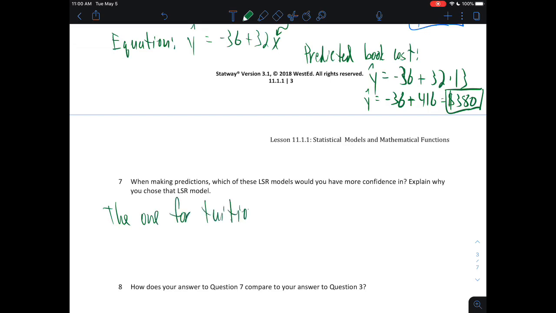And why would we choose that? Because R, the correlation coefficient, is equal to 1.